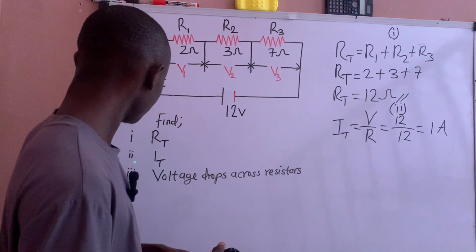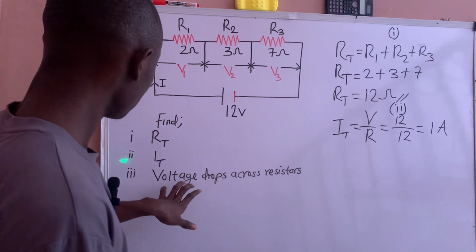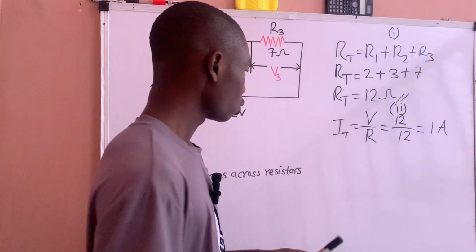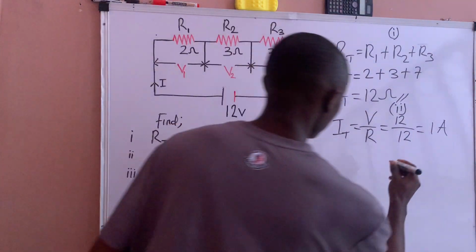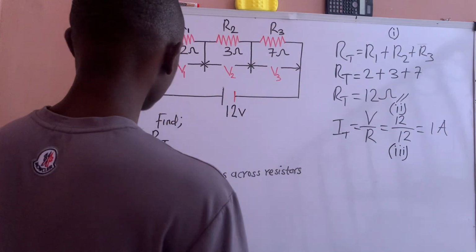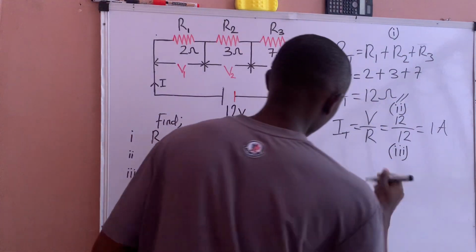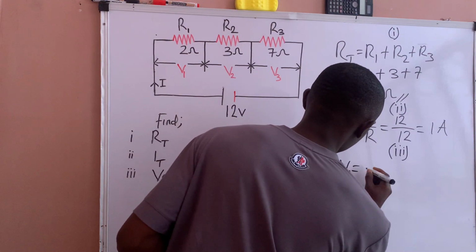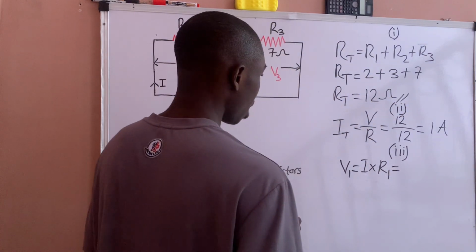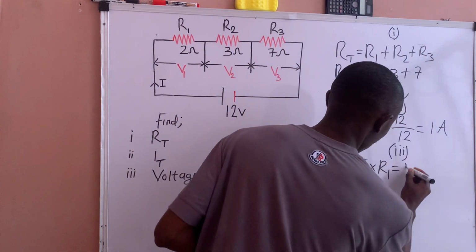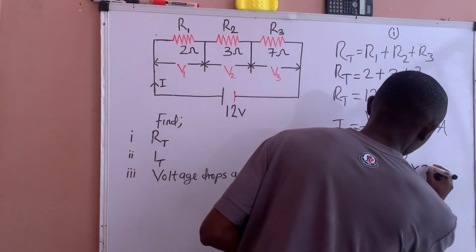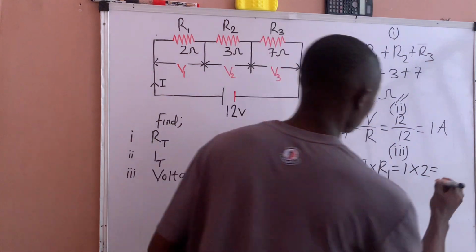The third part asks us to find the voltage drop across each resistor. The voltage that will drop across resistor R1, which is V1, according to Ohm's law, will be I multiplied by R1. Our current is 1 amp multiplied by the resistance value of R1, which is 2 ohms. So 1 times 2 is 2 volts.